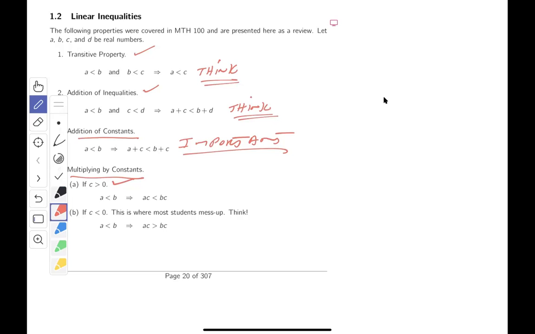All right. Here's where students mess up. They mess up on this one over here. If you multiply by a negative number, right, when C is negative, the direction of the inequality changes. This is also incredibly important.